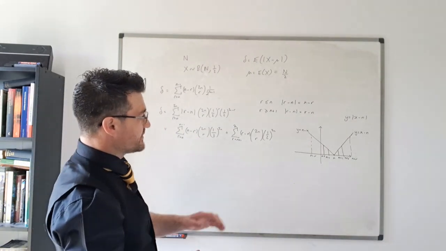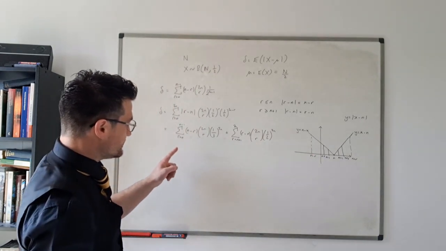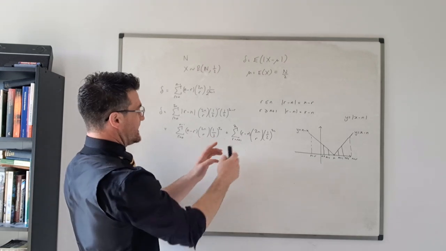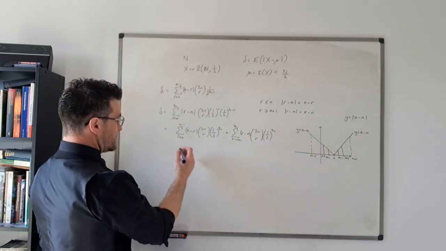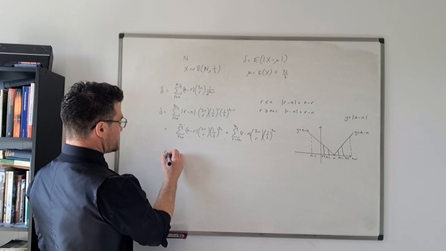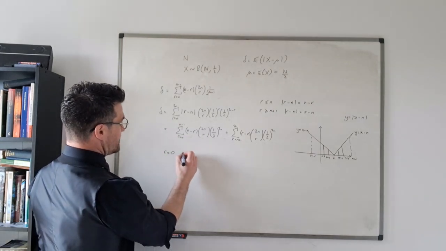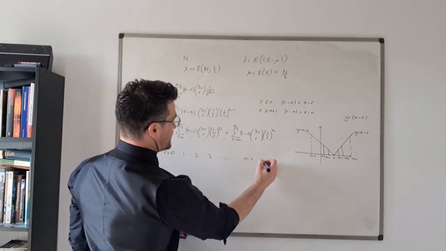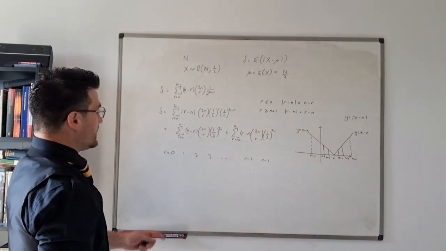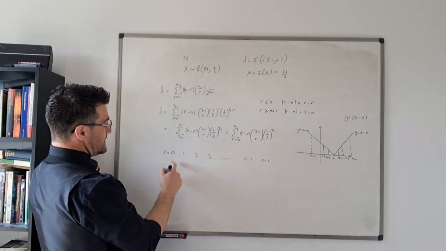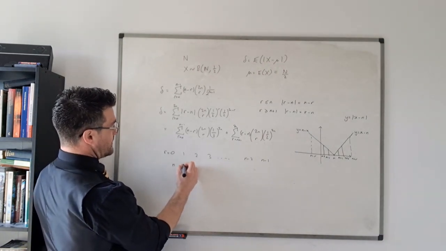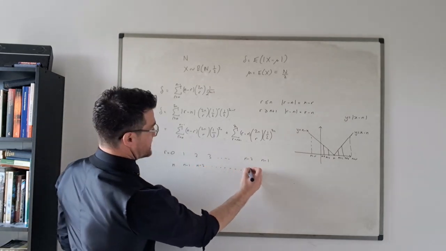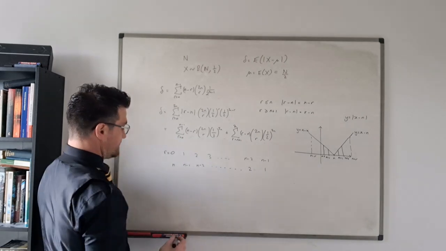So this is going to be kind of important, because I'm going to be matching things up from here to here. So let's have a look. When r is equal to 0, for example, 0, 1, 2, 3, up to n minus 2, n minus 1, the values of n minus r are going to be n, n minus 1, n minus 2, down to 2 and 1.